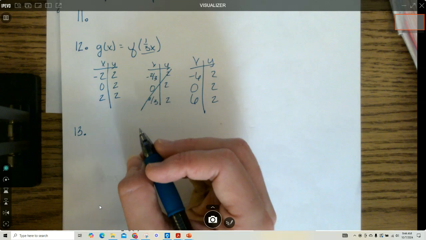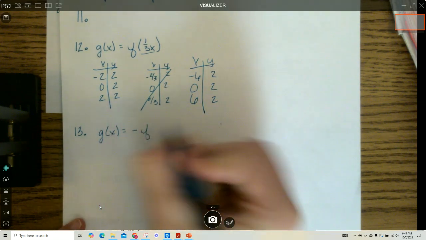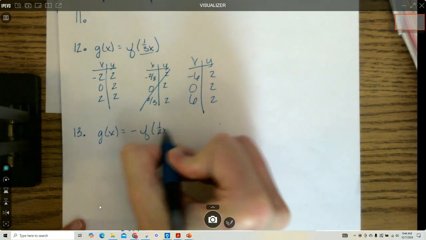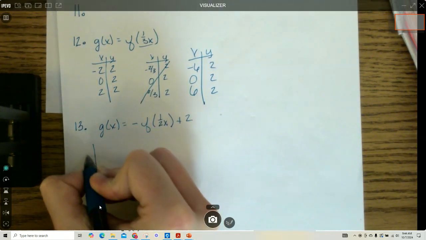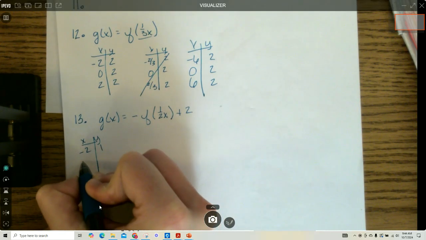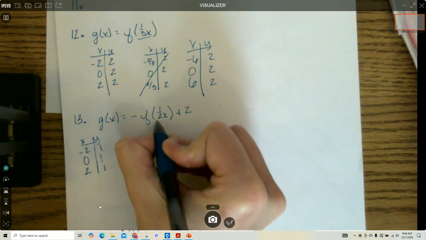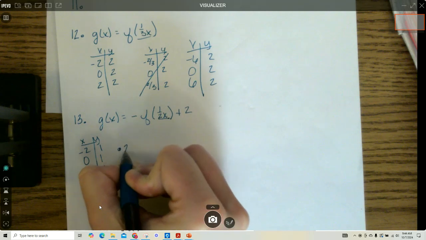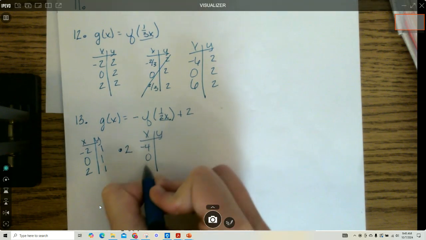Alright. Mine is g of x equals negative f of half x, close parentheses, plus 2. Okay, give me your points. Negative 2, comma 1. Negative 2, comma 1, 0 and 1, and 2, comma 1. Okay, so here we're going to multiply by 2. So we're going to multiply the x's by 2 first. So it would be negative 4, 0, and 4.